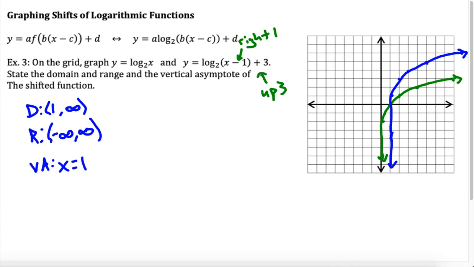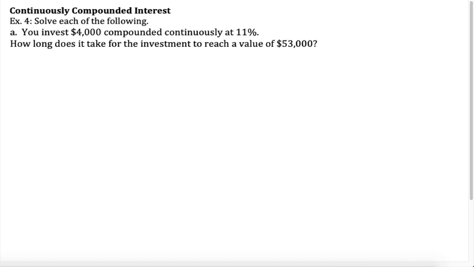So on the back then, we have a few applications. The first is continuously compounded interest, and we talked about this already. Our formula for continuously compounded interest, remember, was the amount equals the principal times e raised to the rate times time power. So now in each of these examples, we're going to end up needing to use a log to solve for the missing piece that we want.